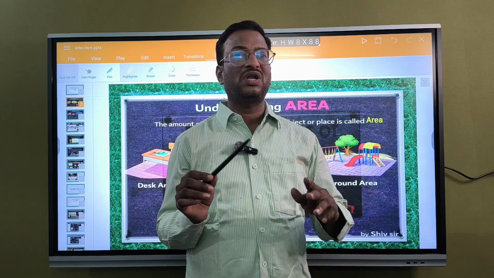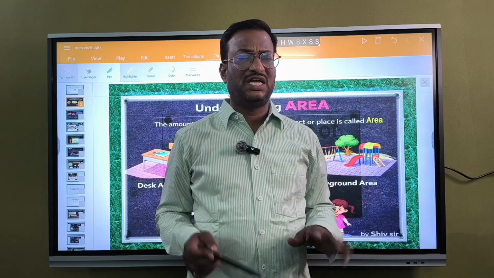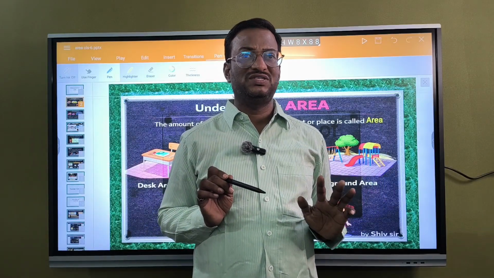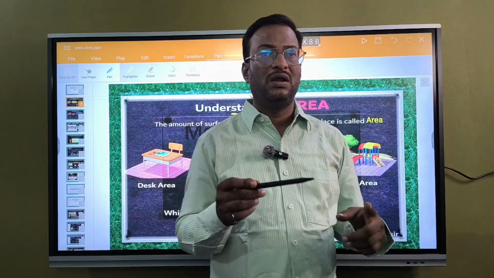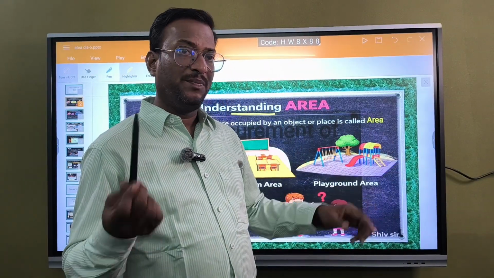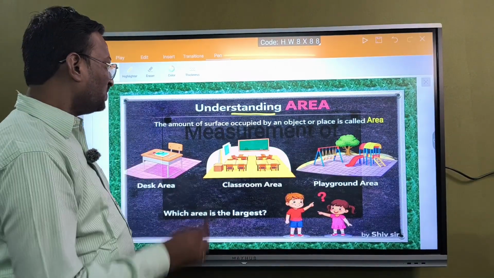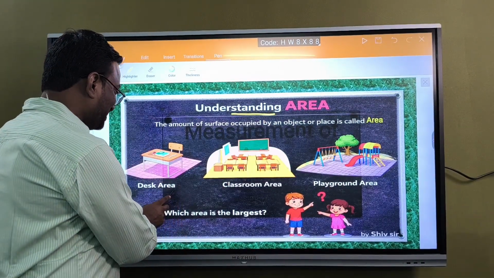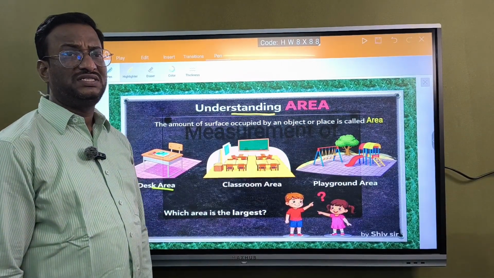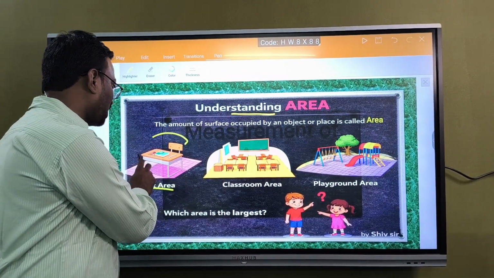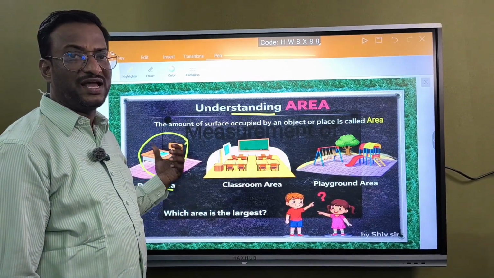Likewise, the amount of area occupied by a particular field is called the area of the field. That may be of any shape. So area means the amount of space that is occupied by an object or place whatsoever. We have some examples of area. Here there is a desk. This particular place is occupied and covered by this particular desk, so that is called the area of the desk.